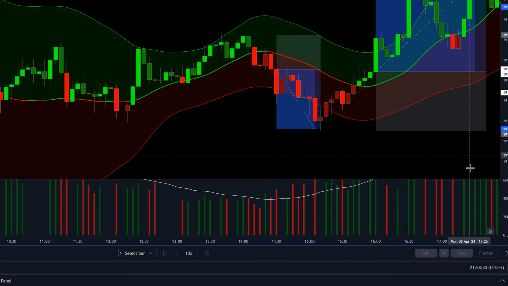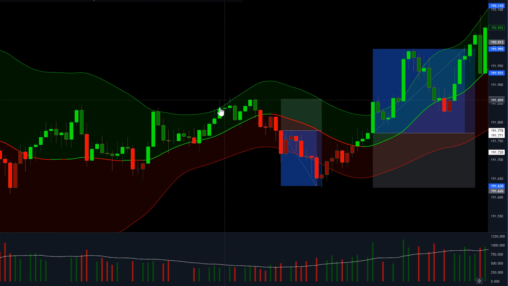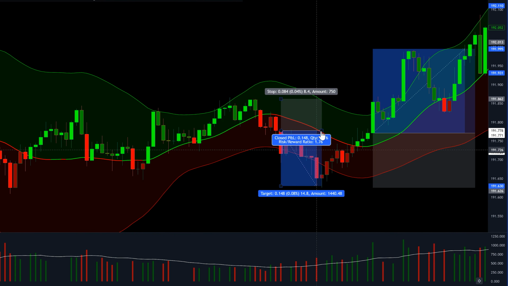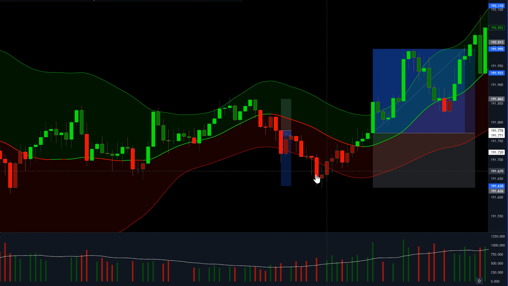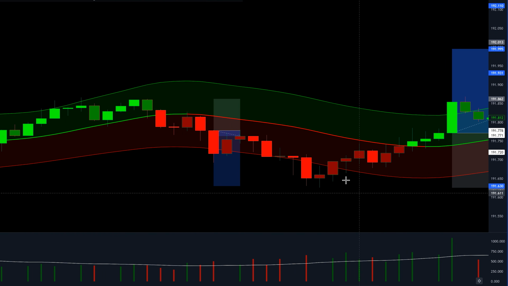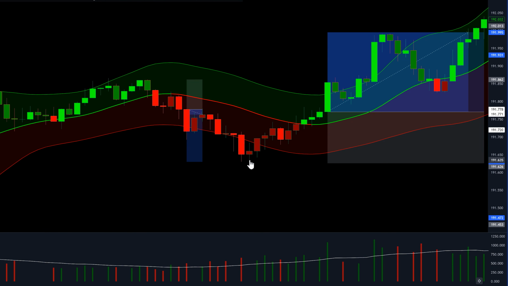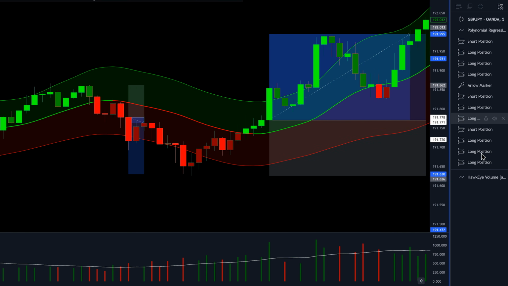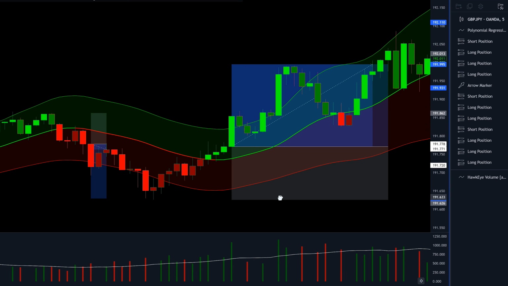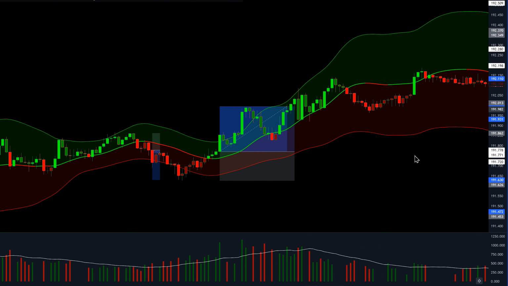Now remember, a rejection isn't just about the price touching the band with the wick. It can also close on the band or even close under the band. There are even candles that completely open and close under the band. All those scenarios are valid rejections. So right here, as you can see, all these long and short positions were profitable trades, which means this strategy was actually super profitable in the month of April.